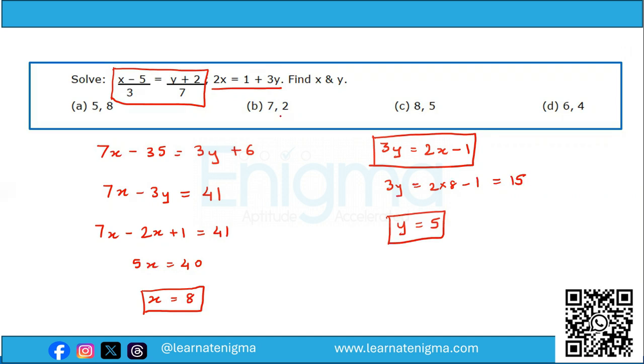Now, we have to pay attention to the order. Find x and y. So therefore, the correct answer will be the value of x first, that is 8, and then 5. So be careful with the order, otherwise you might mark option A as the answer, which is wrong.